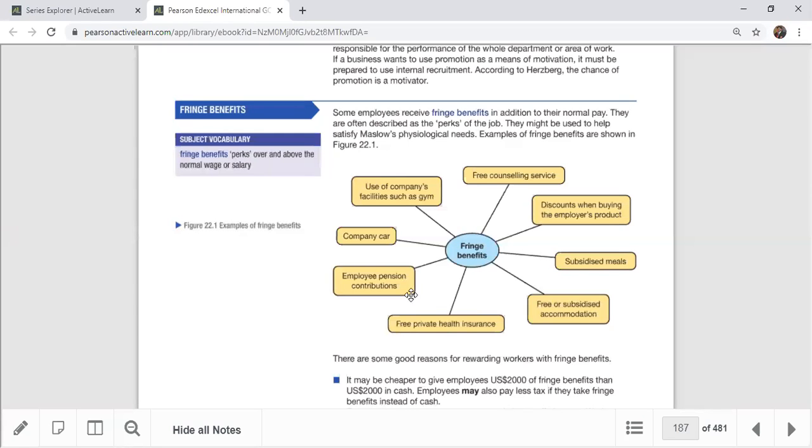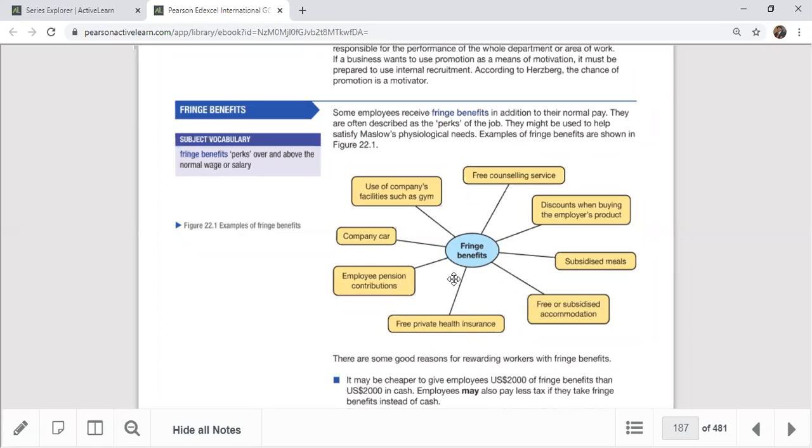And also employee pension contribution. That's another example of a fringe benefit. In addition to the salary, the employer might pay an employee contribution toward a pension. So that's another thing. At the end, at retirement, you can get some fund that is saved by you as well as given by the organization.